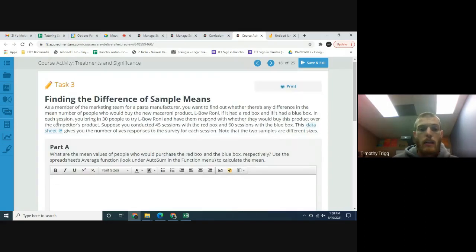So right here in this paragraph, let's go ahead and read it. It says, as a member of the marketing team for a pasta manufacturer, you want to find out whether there's any difference in the mean number of people who would buy the new macaroni product, Elbow-Roni, if it had a red box and if it had a blue box. In each session, you bring in 30 people to try Elbow-Roni and have them respond to whether they would buy this product over the competitor's product. Suppose you conducted 45 sessions with the red box and 60 sessions with the blue box. This data sheet gives you the number of yes responses to the survey for each session. Note that the two samples are of different sizes.